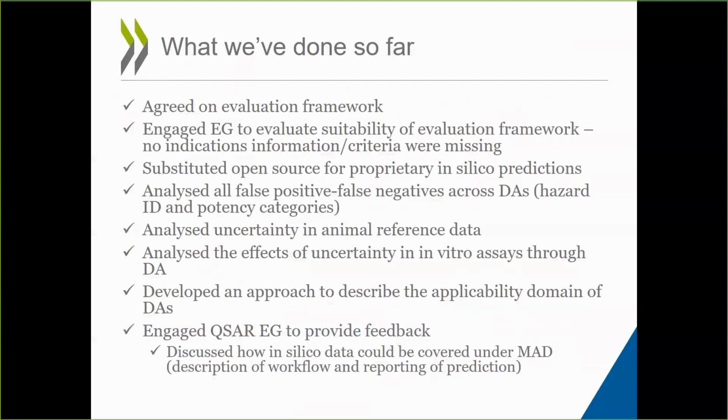As we are increasingly aware from these metadata analyses, there's actually a certain amount of discordance between chemicals that have been tested multiple times in the same in vivo method. So how to capture that has been discussed in some detail as well. There's been some analysis of effects of uncertainty in the in vitro assays through the defined approaches, so how the uncertainty from the specific assays is propagated and how to capture that.